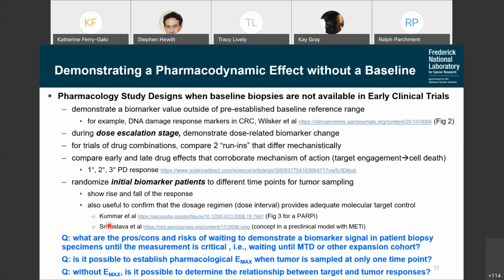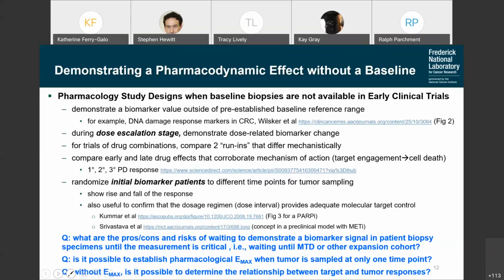So then a related question is: is there some type of study design that can be incorporated into an early clinical trial that would allow for the assessment of a molecular drug response even without a current baseline biopsy comparator? It's possible, and I've listed some of these possible designs on the slide for consideration. I would point out, at least for us, and I think generally in the field, there's not a lot of clinical experience in using these designs to demonstrate a drug response in the absence of a current baseline biopsy.